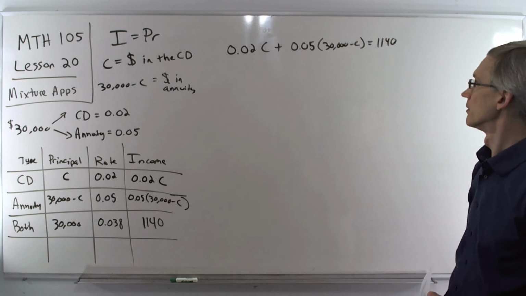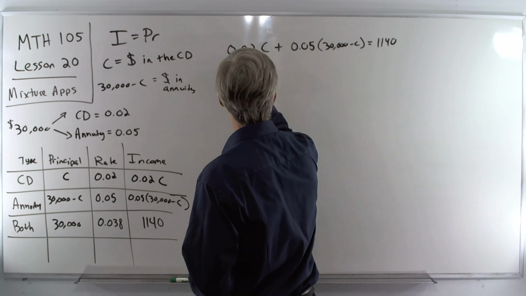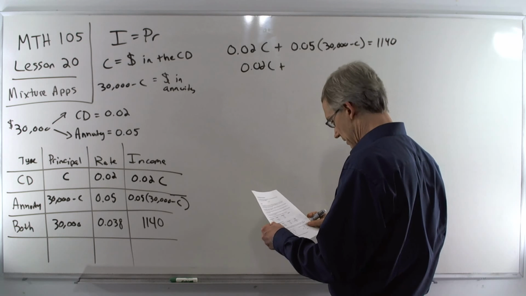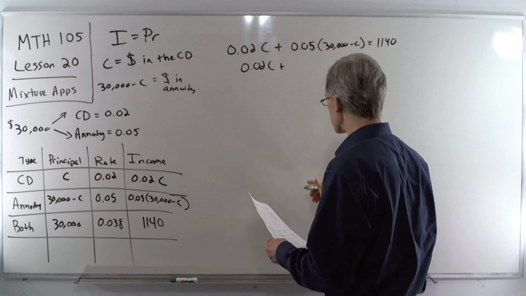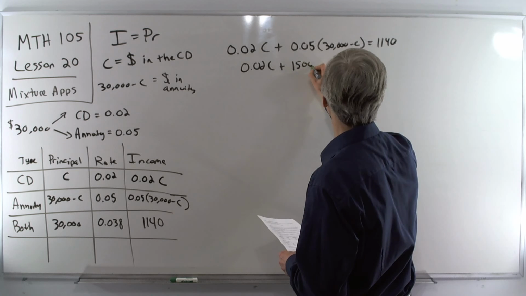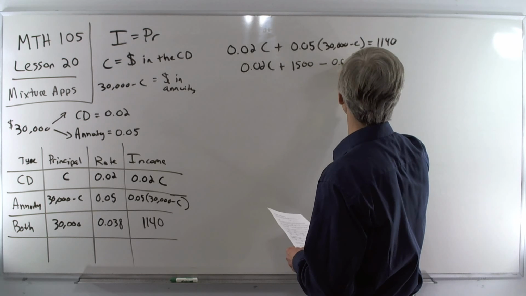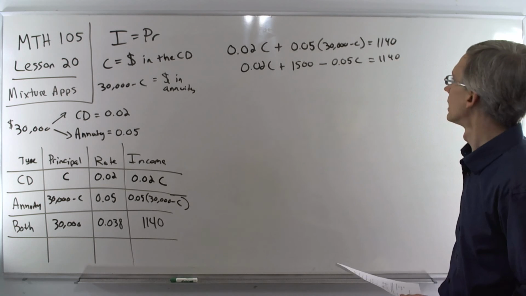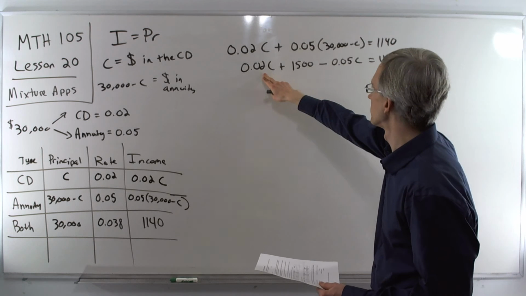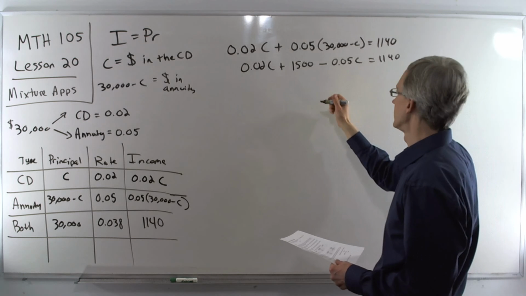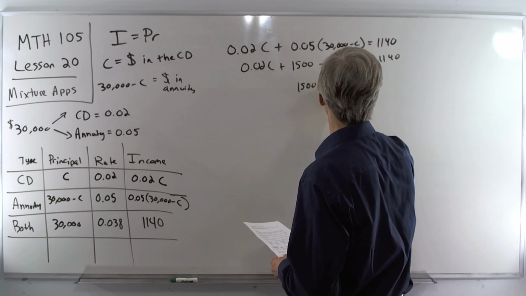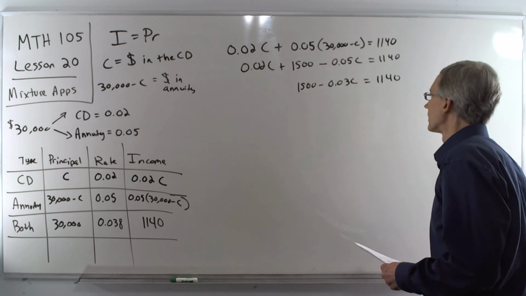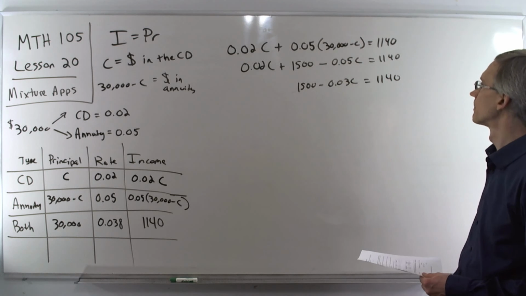And there's the equation we need to solve. So we'll start by distributing. So 0.05 times 30,000 gives us 1,500 minus 0.05 C is 1140. Now we can combine like terms. 0.02 C minus 0.05 C. That gives us negative 0.03 C.